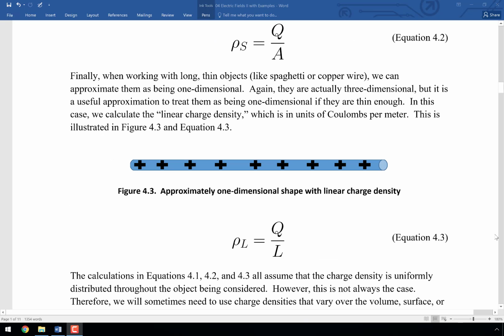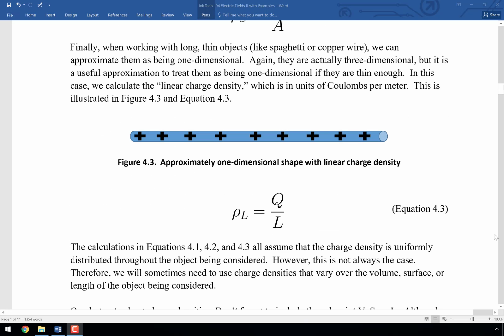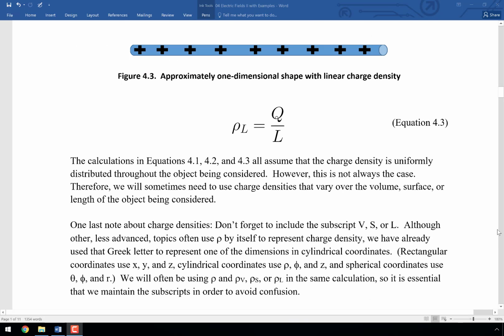And then you can have a single line of charge, which would be something like a straw or a piece of spaghetti or a copper wire. This would be approximately one-dimensional because it's very thin in two of the three dimensions. There we would approximate it as one-dimensional. We would refer to it as having a linear charge density, Q divided by L, and that would just be coulombs per meter.